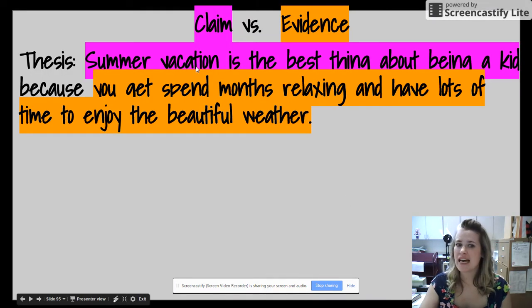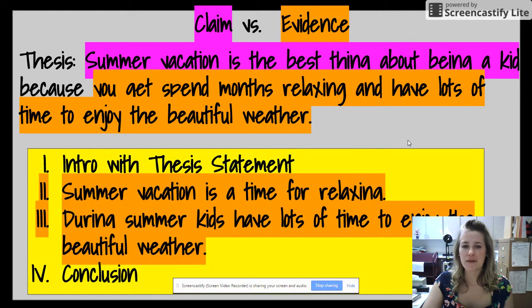Okay, so did you say that the part in pink, summer vacation is the best thing about being a kid, was the claim, and the part in orange, you get to spend months relaxing and have lots of time to enjoy the beautiful weather, was the evidence? If you did, you would be correct.